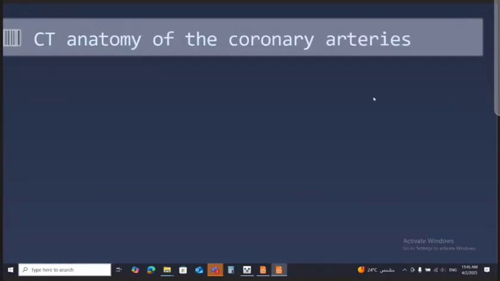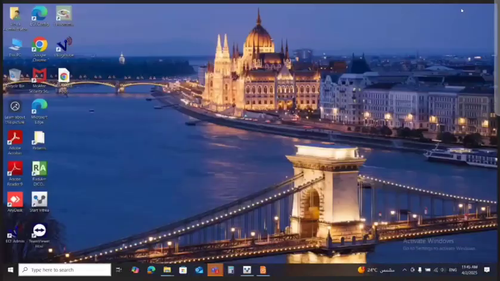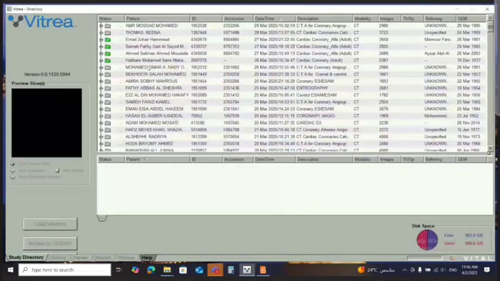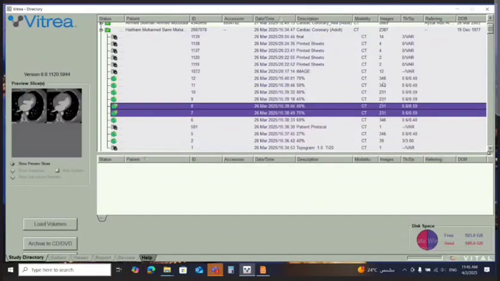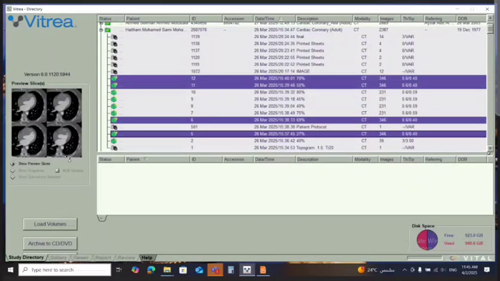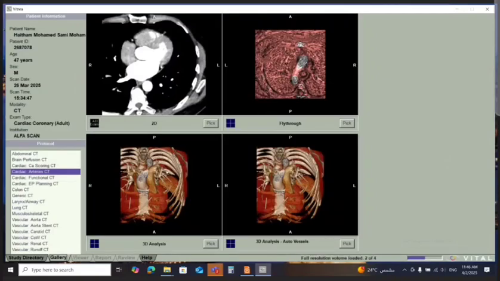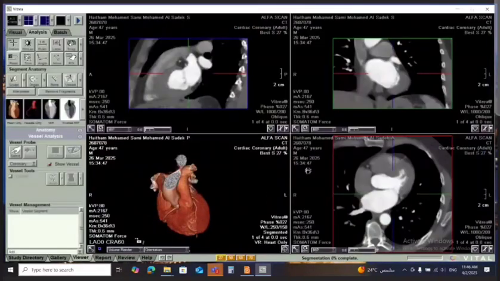Okay, CT anatomy of the coronary arteries. I will show this case. This is a normal case of CT coronary angiography, and we will revise the anatomy of the coronary arteries here.